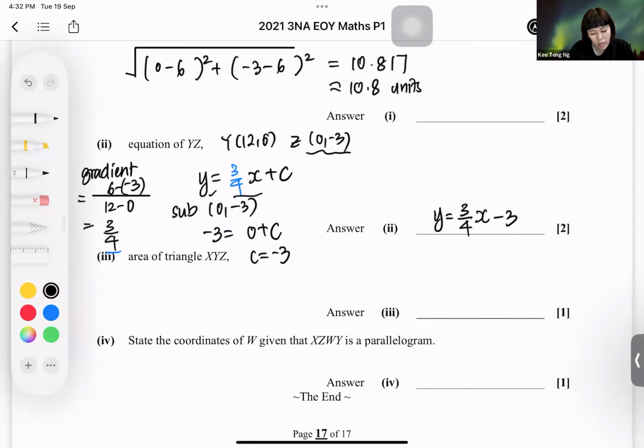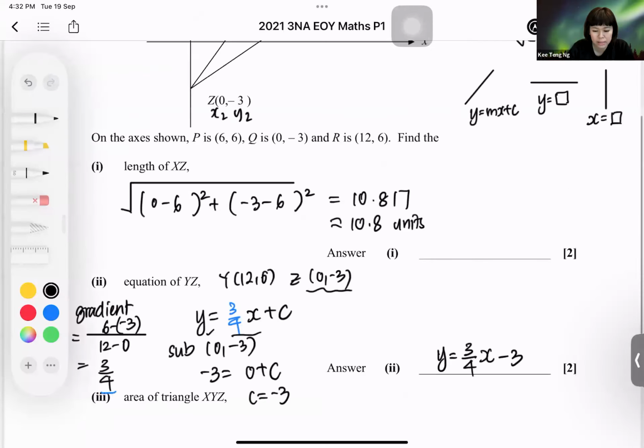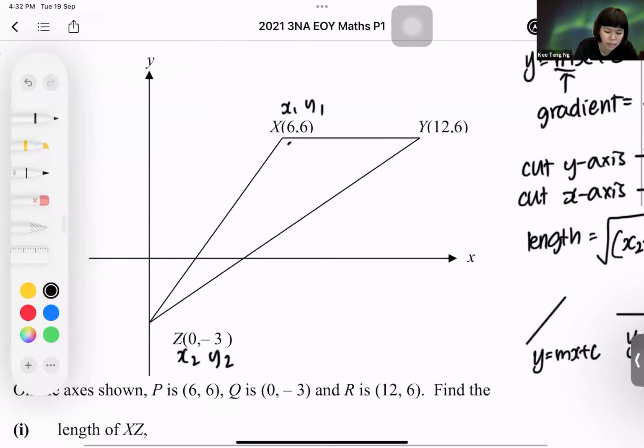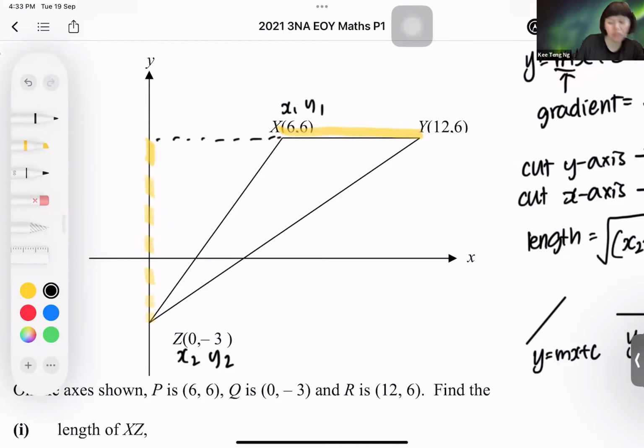Next, find the area of triangle XYZ. Area of triangle is half times base times perpendicular height. Okay, what is the base? From here, the x value is 6. From here, the x value is 12. So from here to here, 12 minus 6, 6 units.